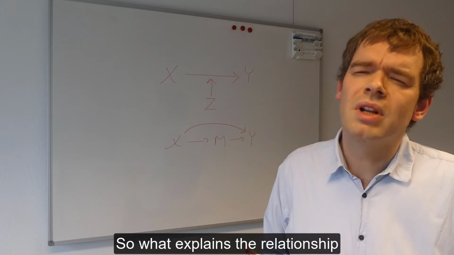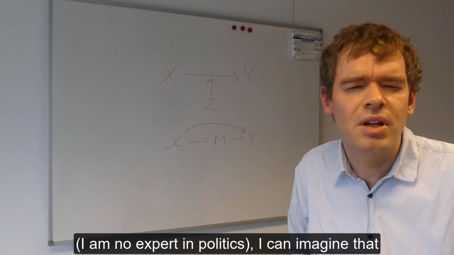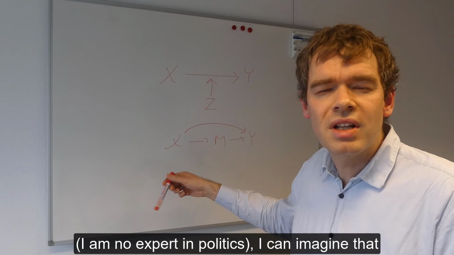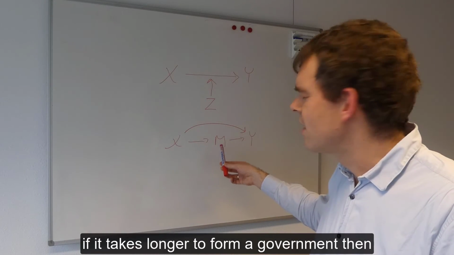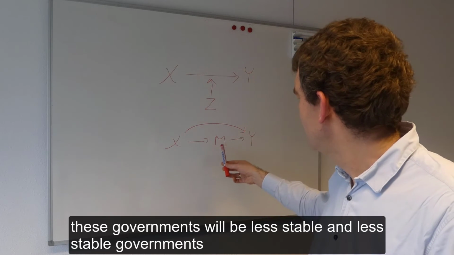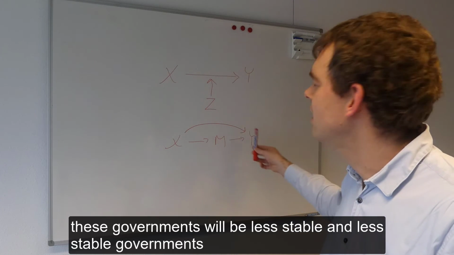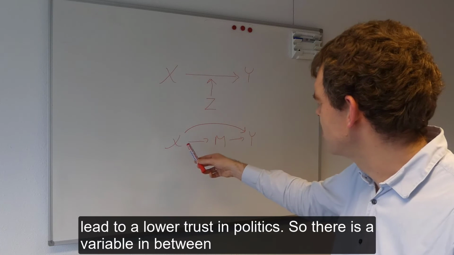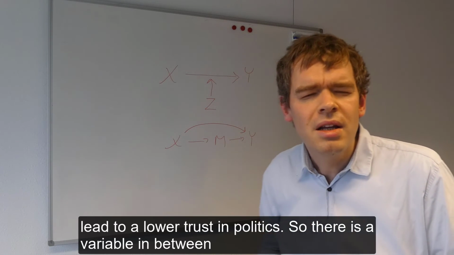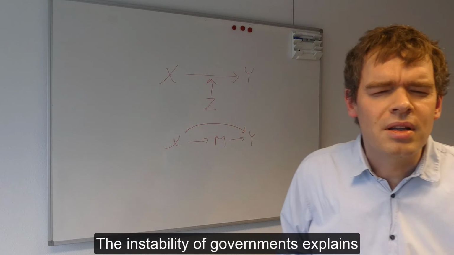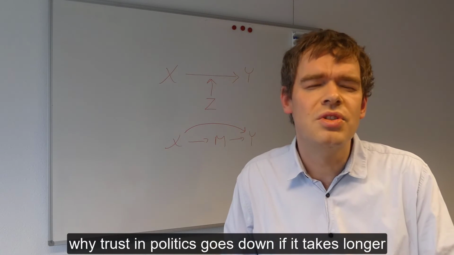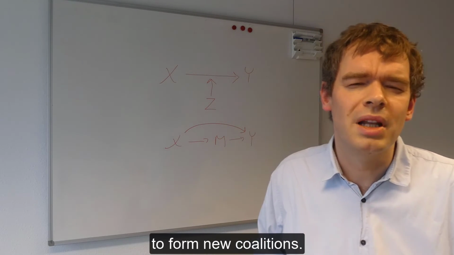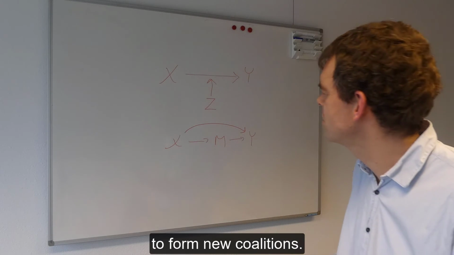So what explains the relationship? Well, I'm no expert in politics. I can imagine that if it takes longer to form a government, then such governments will be less stable, and less stable governments lead to a lower trust in politics. So there's a variable in between. The instability of governments explains why trust in politics goes down as it takes longer to form new coalitions.